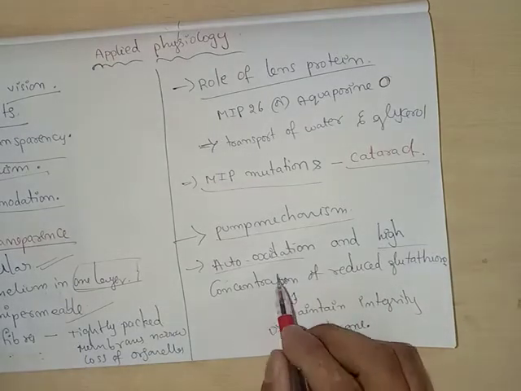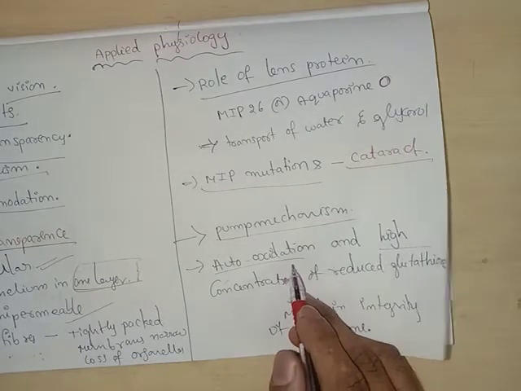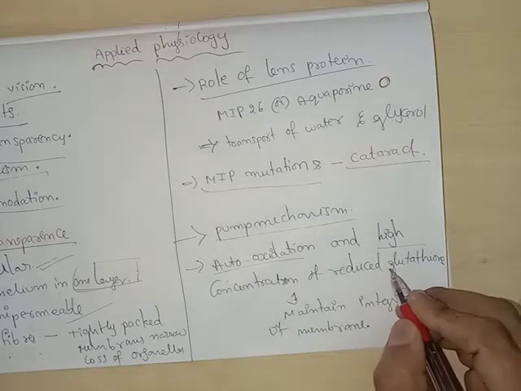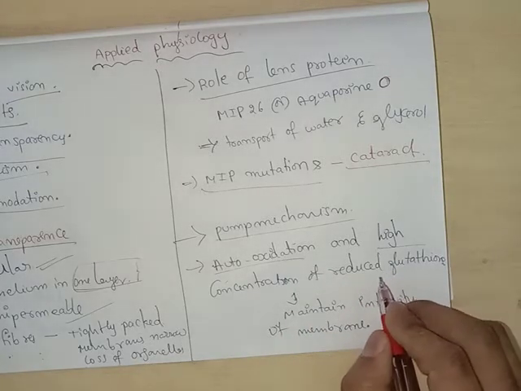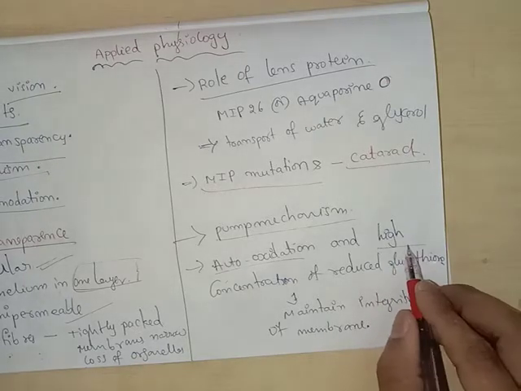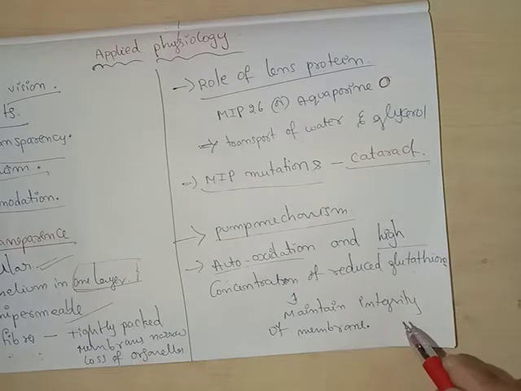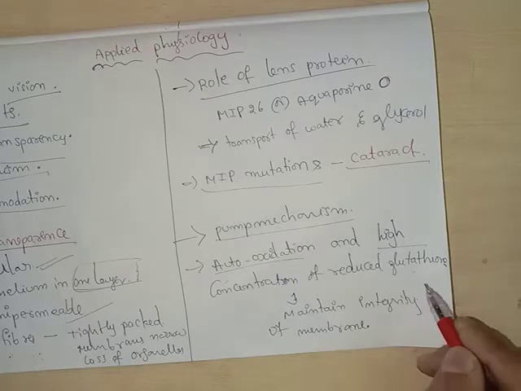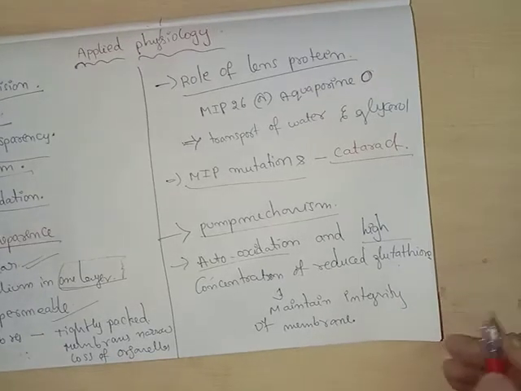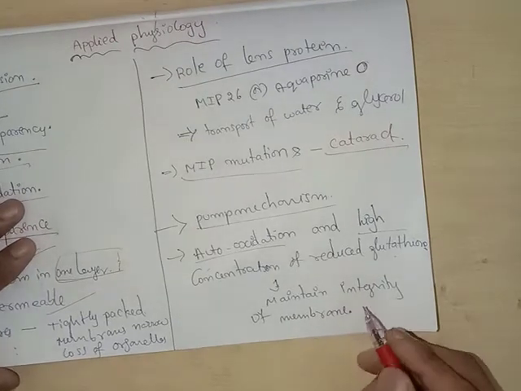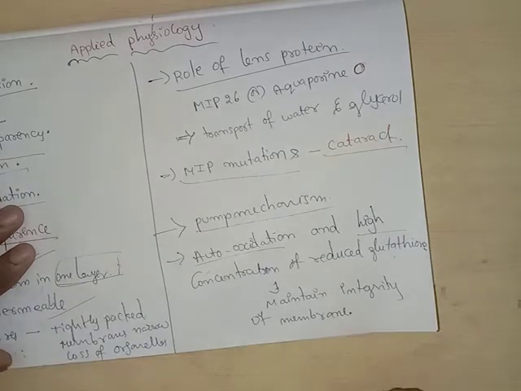Next, auto-oxidation and high concentration of glutathione. What is meant by auto-oxidation? The lens has a tendency to undergo oxidation by itself, so it is called auto-oxidation. Against this auto-oxidation, there is a protective mechanism, that is a high concentration of reduced glutathione, which is involved in the protective mechanism of the lens, so that there is prevention of damage in the lens. It also maintains the integrity of the membrane.